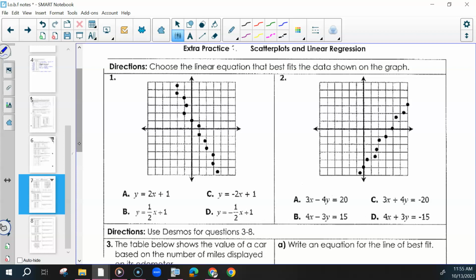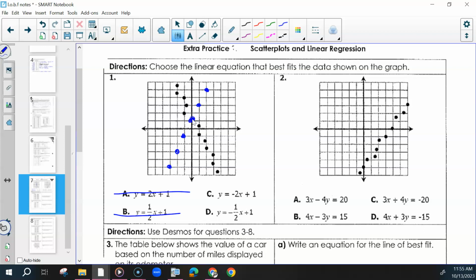So for this one, we're trying to find which of these equations would best fit this. You could graph them, so that would be the easiest. If I start to graph this, I have a y-intercept at 1. My slope is 2, so I'm going up 2, right 1. Already I can tell that this is not going to be it. This line that I just drew does not go through those points. So it's not going to be a positive anything, so we can get rid of A and B.